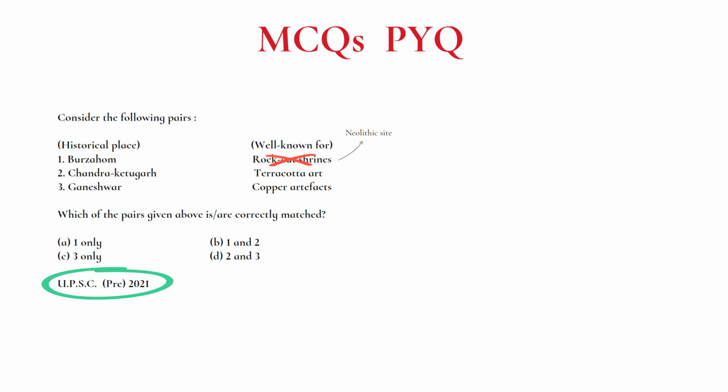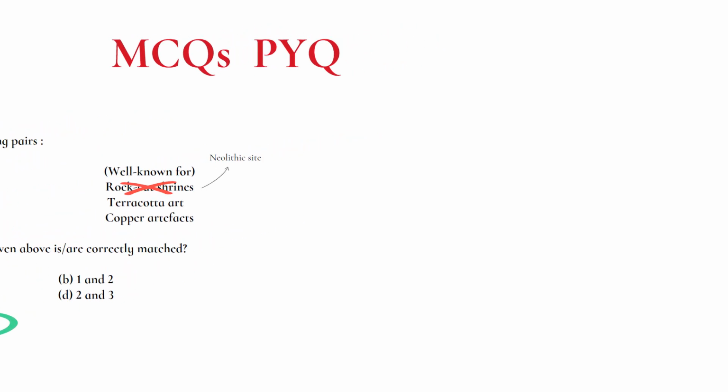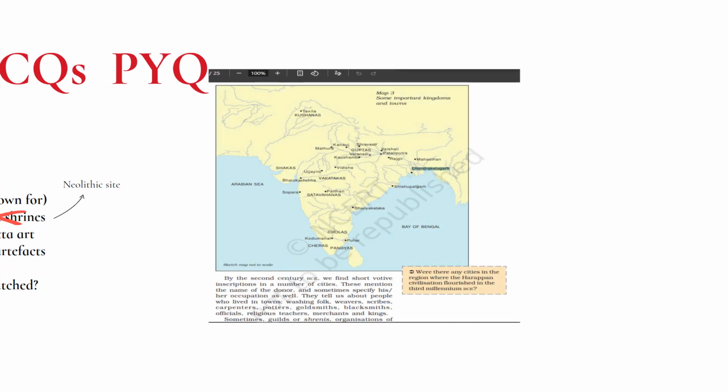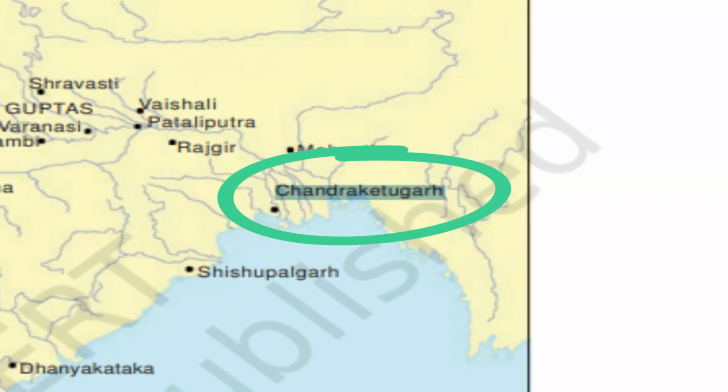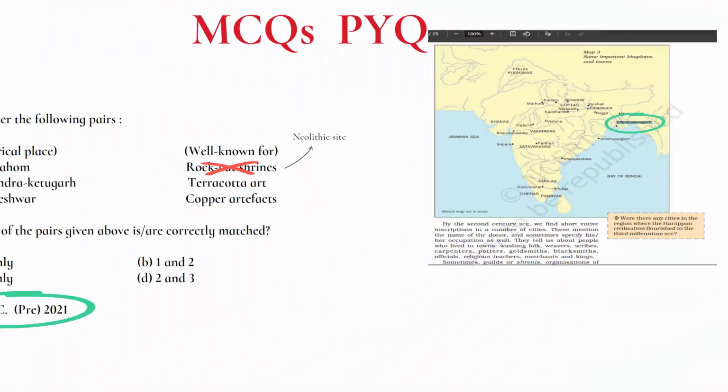Second site that's given is Chandraketugad. This is a difficult one. We haven't studied this yet and never asked in any previous year questions. So there was no chance that anyone could have prepared for this in 2021. But this site is given in the map of NCERT. It is in West Bengal and terracotta art has indeed been found from this site. So statement 2 is correct.